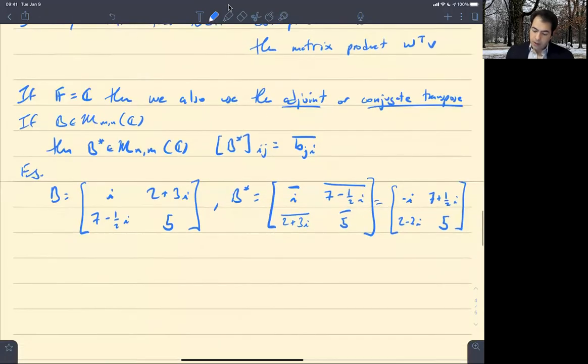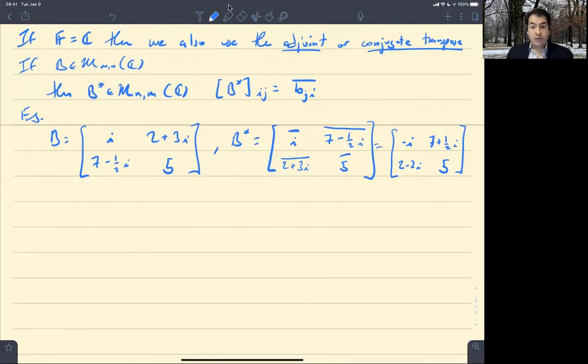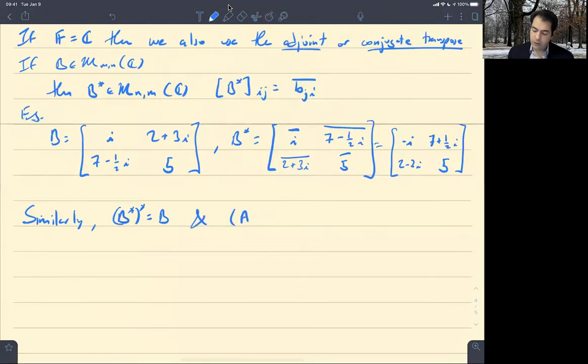Okay. Very good. So those are two operations on matrices. Let me mention here also, similarly to the transpose, if you take a matrix and you take its adjoint and then its adjoint again, you get back the matrix you started with. And if you do a product of two matrices, if the product makes sense, and you take the adjoint, then you get the product of the adjoints, but in the opposite order.